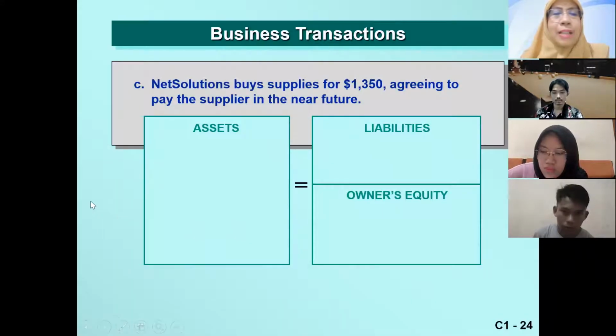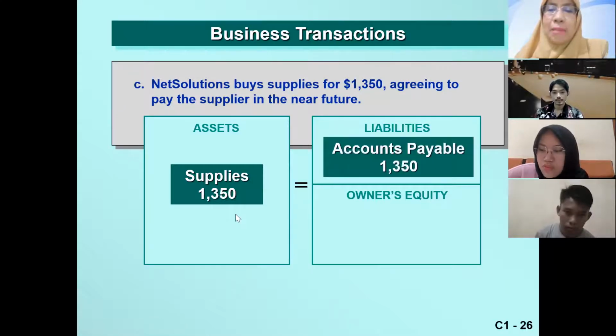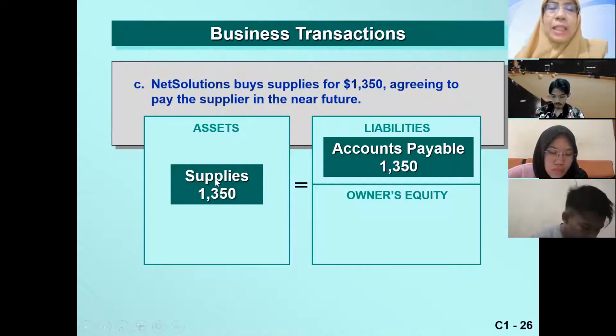Okay, the next one, the third transaction, is Net Solutions buys supplies for $1,350 and agrees to pay the supplier later. So it means we have the supplies, 1,350, from liability. So we are going to record accounts payable 1,350. Okay, so this is from liability. Our asset increased because of liability. So that is why we increase our liabilities in here.